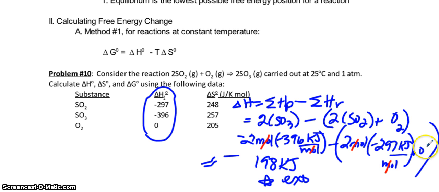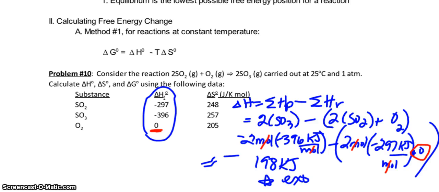And what else do you notice? Look at the value for oxygen. Remember, that's what I had said earlier, that we can find 0 values for enthalpy for things at standard state, but you'll never find a 0 for delta S. So we end up with the delta H is negative 198 kilojoules, and that is indeed exothermic. So let's see what happens with delta S.